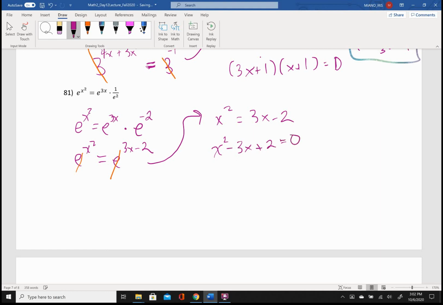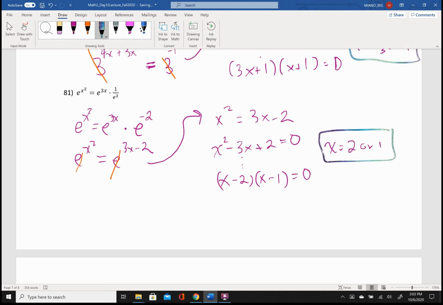Can this factor? Sure enough it can, and it factors as x minus 2 times x minus 1 equaling 0. So that means x is either 2 or 1. Cool. So that was a relatively quick one. We just needed to recognize this negative exponential here in the reciprocal factor, and that was basically the hardest part of that particular problem.